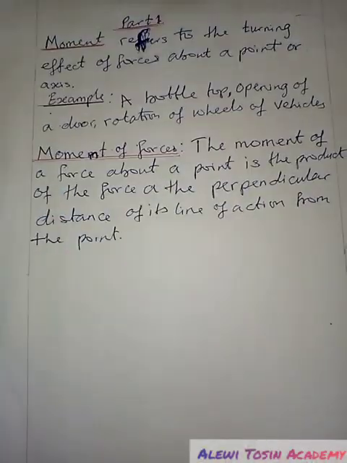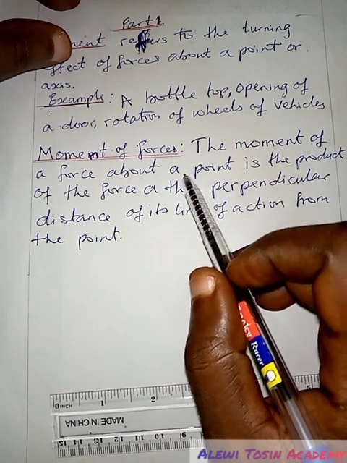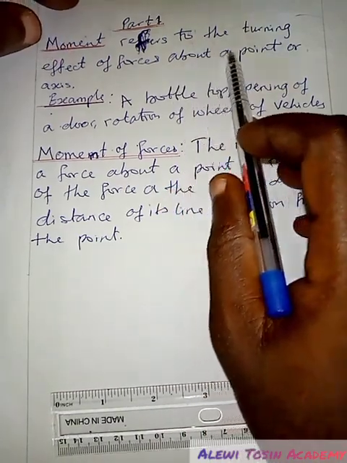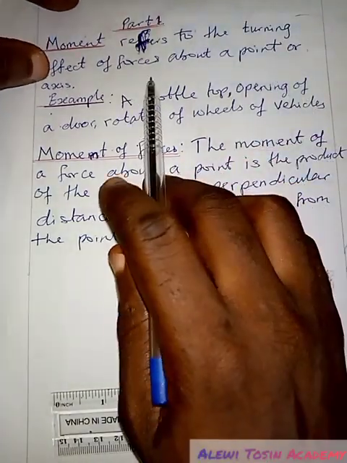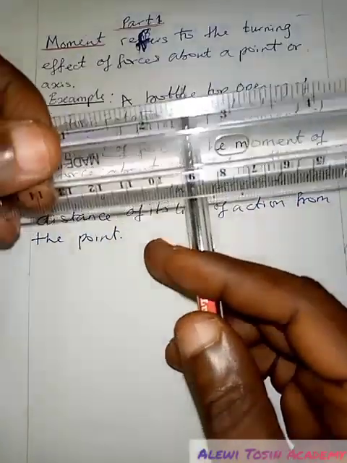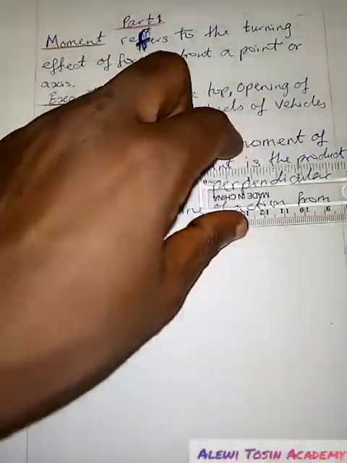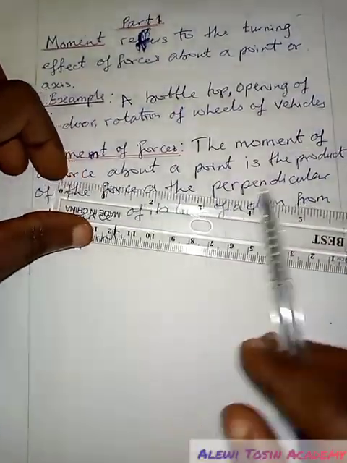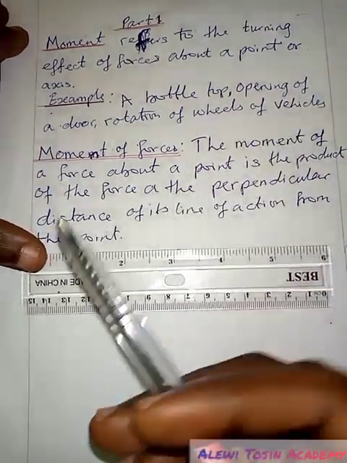Now, what is moment? Moment refers to the turning effect of forces about a point or axis. There is a turning effect here. You see that? So around its axis, we say it is moment.